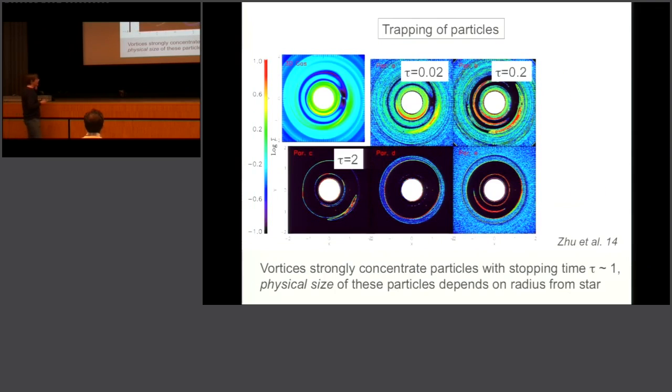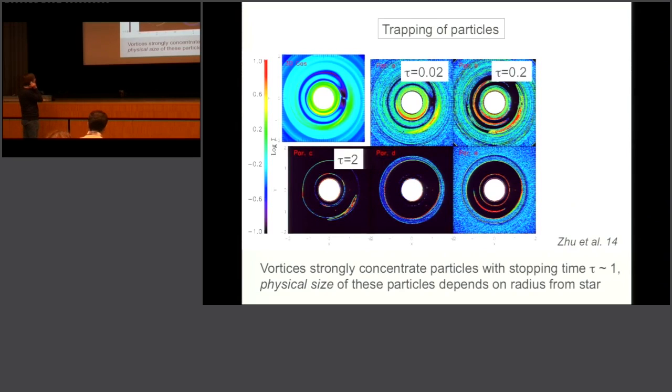Okay, now what about trapping of particles? Well, here the more recent work basically supports the older analytic work that was done on particle trapping. So here's an example from a work by Zhao and Zhu from last year. Here's a gas disk with a planet embedded in it, which has formed a large vortex by this sort of process I was describing earlier. In fact, here you've got a vortex both on the outside and on the inside of where the planet gap is.